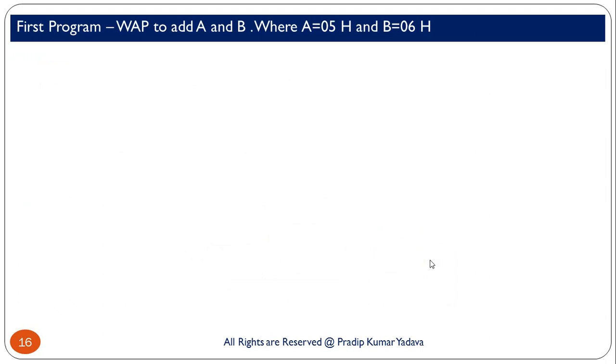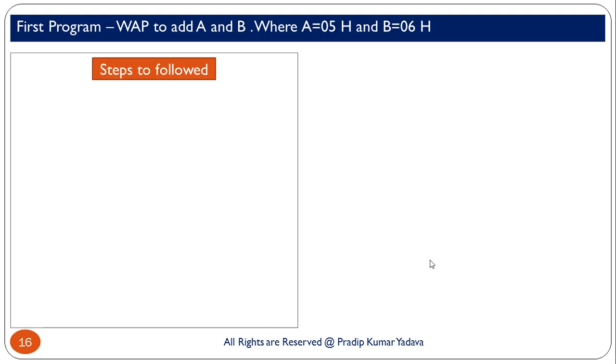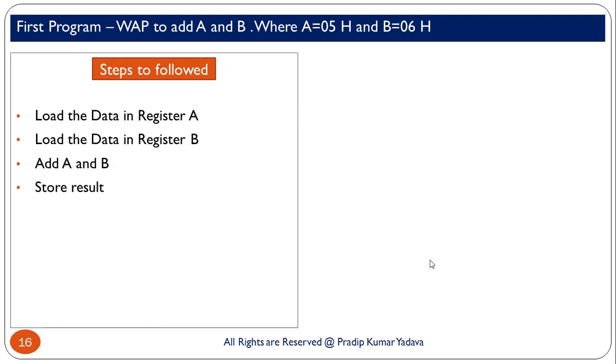Now here we are talking about a program. We have to write a program to add A and B, where the content of A is 05 and B is 06. There are some steps you must follow. First, load the data in register A, and second, load data in register B, then add A and B, store the result, and end the program.